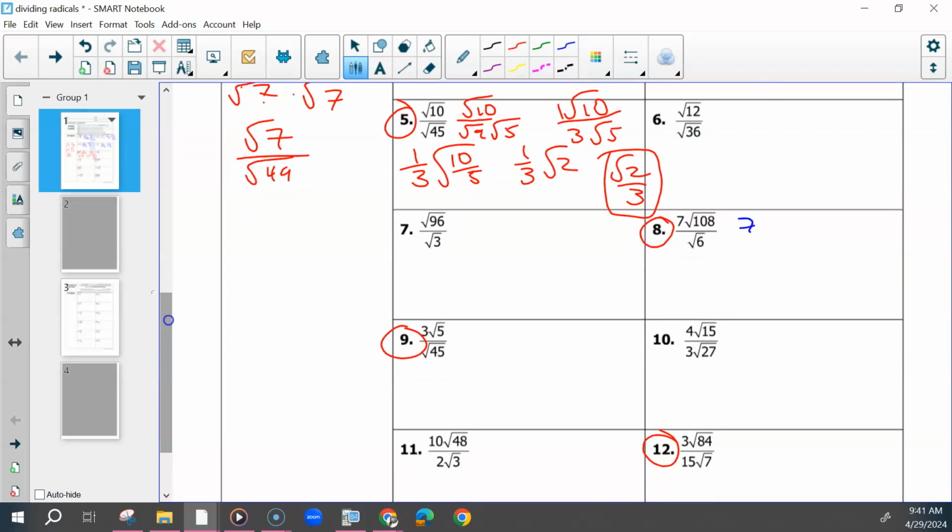So we have 7 times the square root of 108 over 6, which you said was what? 18. Now we don't have any more fractions, and we can just take the square root of 18. Highest perfect square that goes into that? 9. 9. We have 7 times 3, root 2. And our final answer would be? 21 root 2.